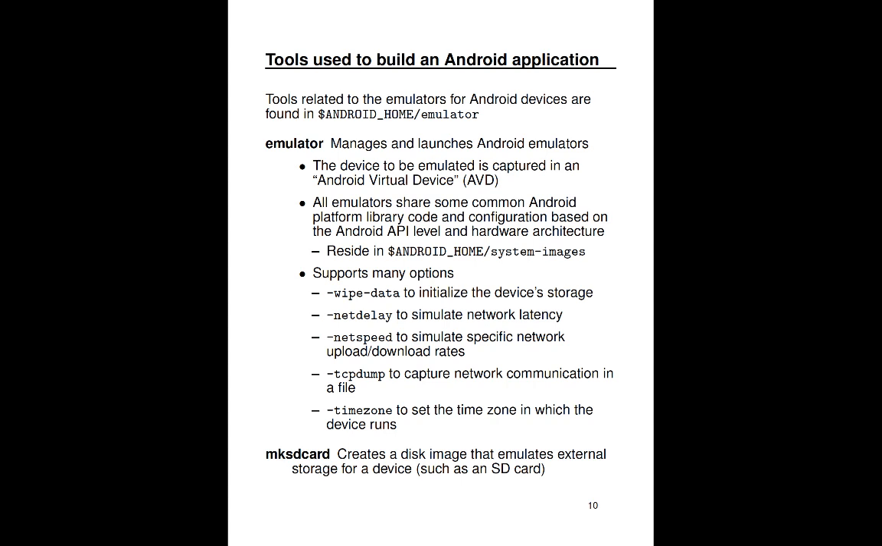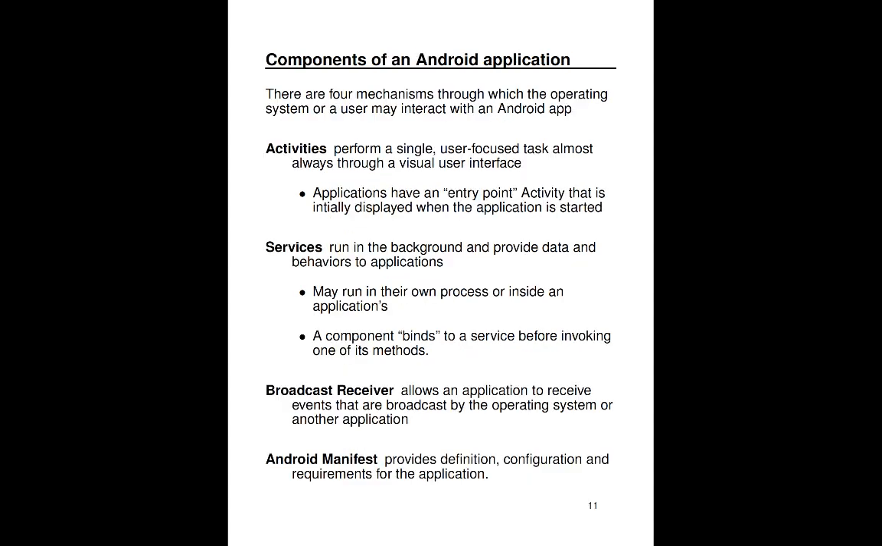And you can also configure attributes of the emulator environment, such as the time zone in which the device runs. Another tool related to Android emulators is the make SD card command. This tool creates a disk image that emulates external storage for a device. So if you wanted to emulate something like an SD card, you'd use make SD card. So that's a brief tour through some of the tools that are used to build an Android application.